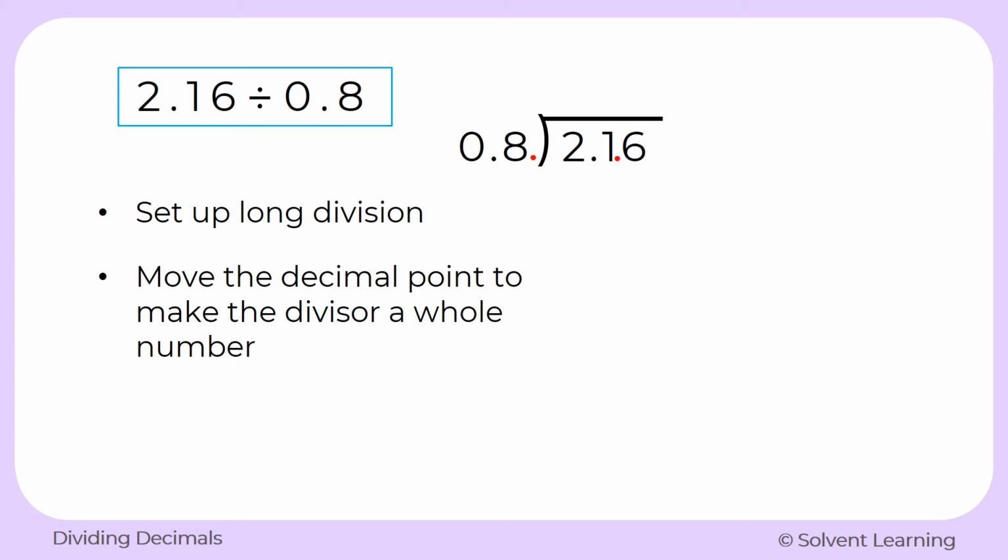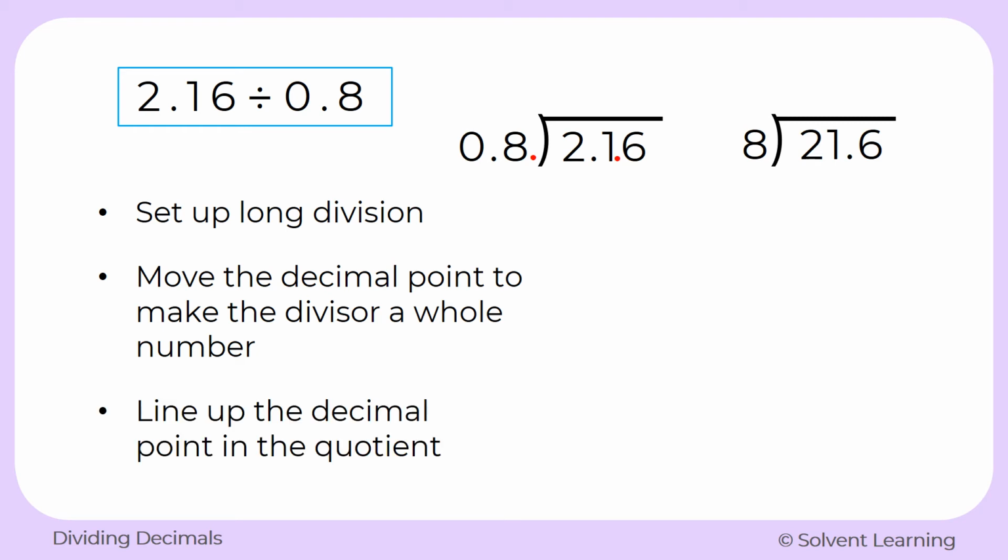And what we're really doing mathematically is multiplying both of these numbers by 10. Multiplying by 10 moves the decimal to the right one place. Okay. So now our problem becomes 21.6 divided by 8. And we have a whole number for our divisor, which is what we wanted. Okay. Now we set up everything just as before. We're going to line that decimal point up in the quotient, just drag it straight up from the dividend. And now we move forward with our division.